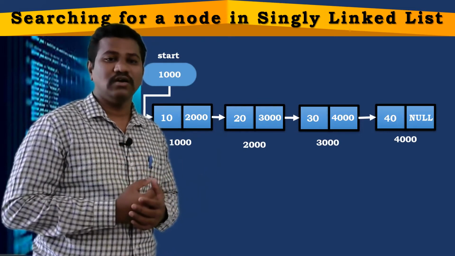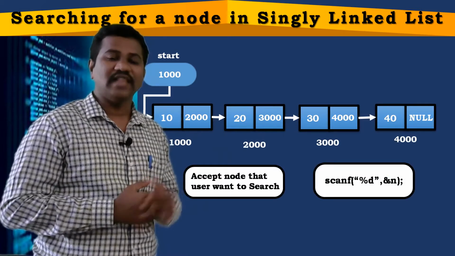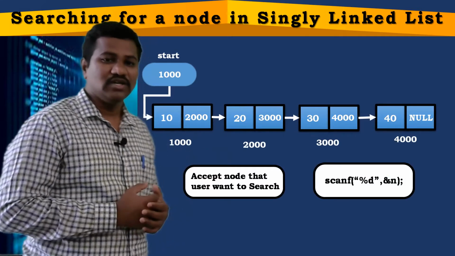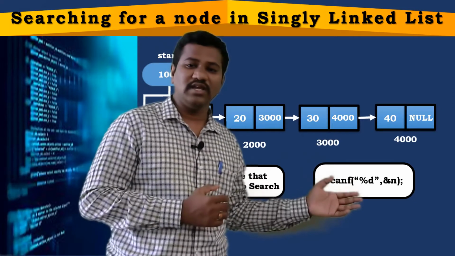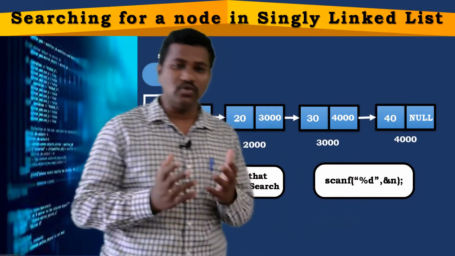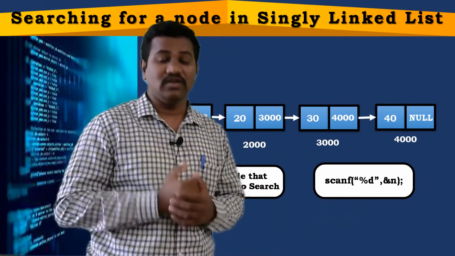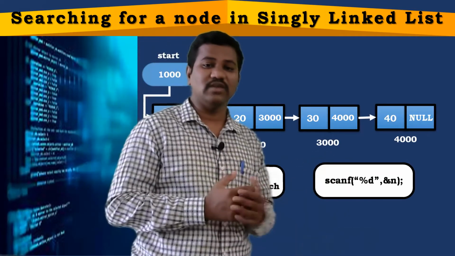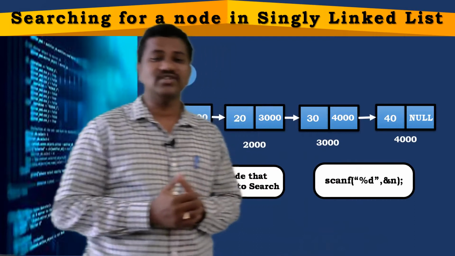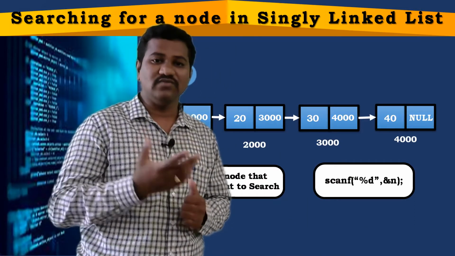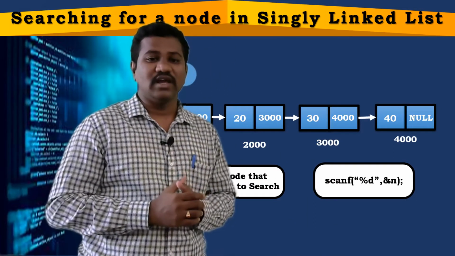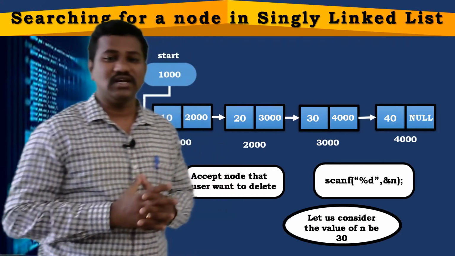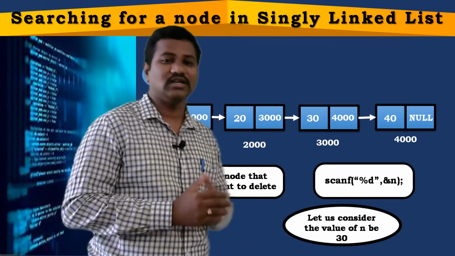Now we need to accept a value from the user, and that value should be stored in some variable. Here I'm using a variable called n in order to store the value from the user. With the help of the scanf function, we accept the value, and we store it in the variable n. So let us assume that the value of n is 30.